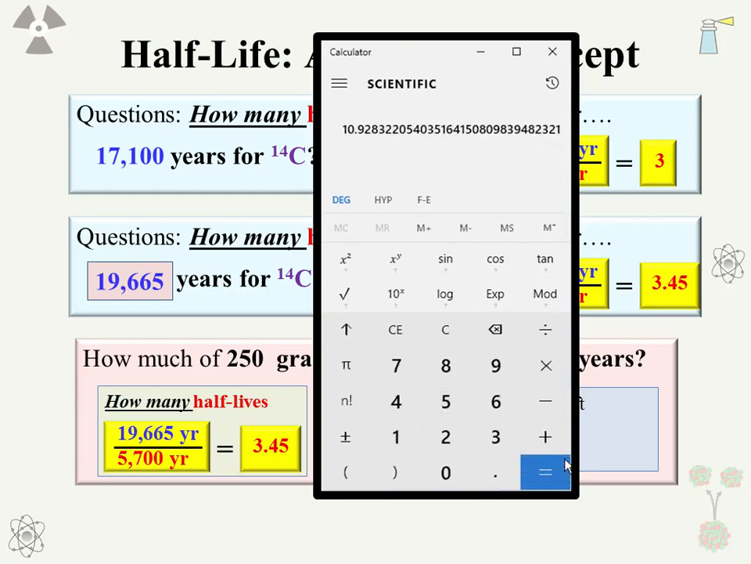2 raised to 3.45 is about 10.9. The x raised to the y button can be used with decimals and whole numbers. It is a useful one to know.